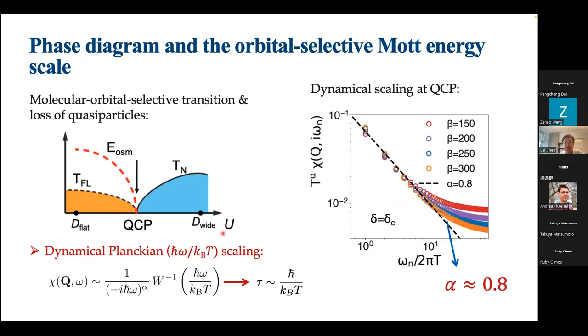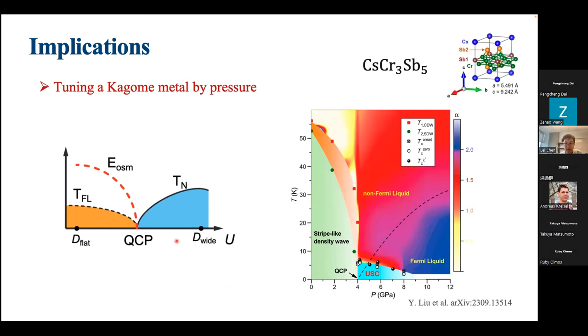The data collection of this lattice spin susceptibility tells us that at this quantum critical point, the spin susceptibility shows these dynamical Planckian scaling behaviors with this ħω over k_BT scaling. And actually, after we proposed our theory, such a phase diagram has been realized in this chromium type of kagome systems. And under pressure tuning, they successfully make the system undergo this quantum critical point.